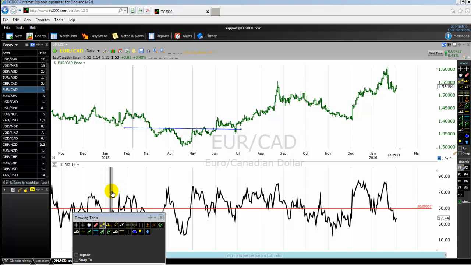Look at this point. I want to show you something else. Look at this point. Why? At this point in time, the RSI stayed above the level of 50 for a long time. Yes or no? Look at this point, between this point, look at that. This is from July to September.